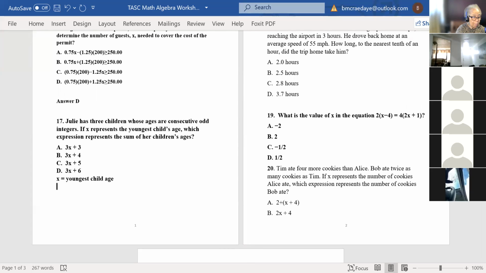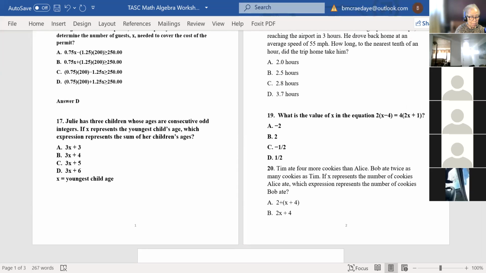Next, that it would be 3. No, no. We're not talking numbers here. We're talking variables. What do I have to add to X to get the next child's age? X. No. What do I add, Vanessa?